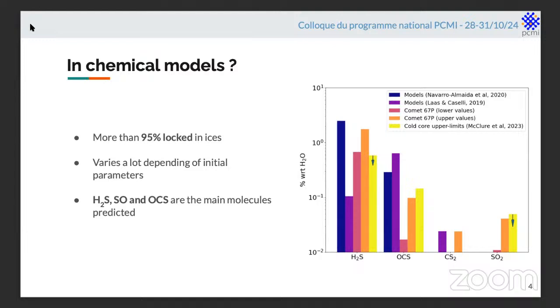regions is locked in the ices, which is a bit accurate considering that we detect only 1% in the gas phase. Depending on the initial parameters that you put in your model, the two main reservoirs come to be H2S and SO, with OCS coming, and depending really on the initial parameters. The H2S is quite good news because we are expecting it in the comets as well. So it means maybe it's formed very early in the dense core phase, and then it can be reprocessed or kept in this form until the comets.